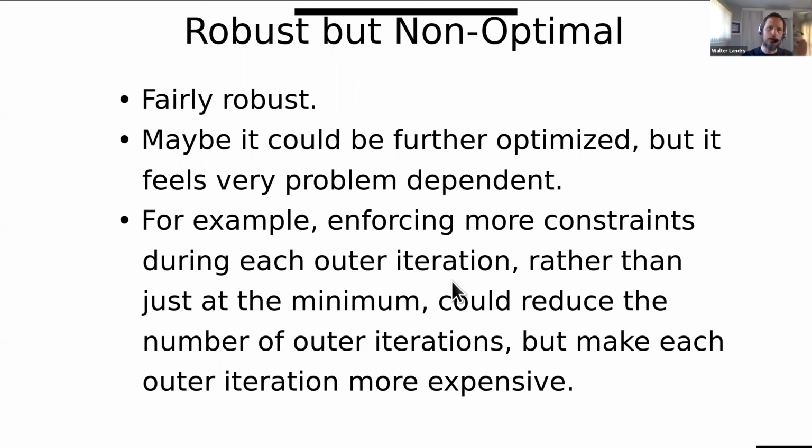So now I have a system and it seems fairly robust, but I feel like it could be further optimized, but it feels very problem dependent. For example, when I add a constraint, I only add a constraint right at the negative, and maybe I should add more points. I tried that and it made it worse, because then each iteration would get more expensive. But as you saw, the scales change a lot and things move around, so it gets a little tricky to come up with an automated way of doing this.